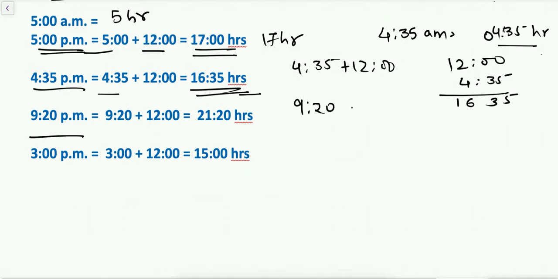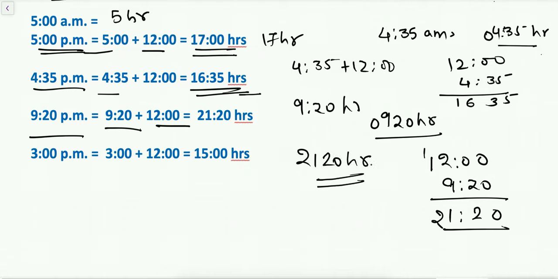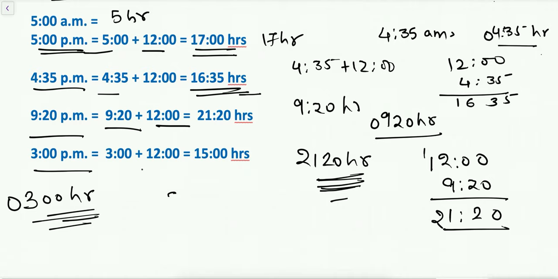Similarly, 9:20 AM will be 9:20 hour, that is how you will write 0920 hour, and 9:20 in the evening, night time, will be 9:20 plus 12, so it will be 21:20 hour. So this is how we write the 9:20 p.m. in 24-hour system. Similarly, 3 a.m. will be 0300 hour in the morning, and 3 p.m. will be 3 plus 12, that is 15 hours.